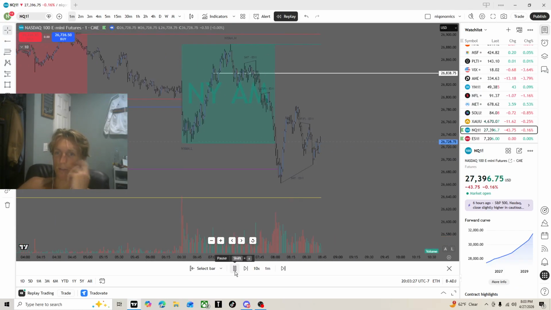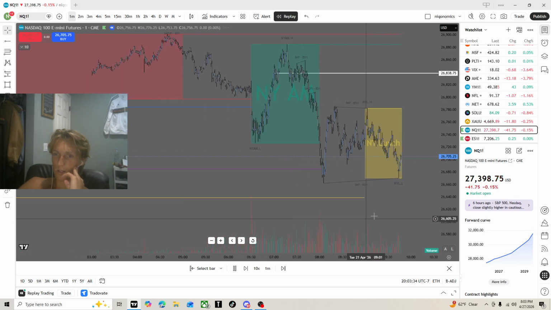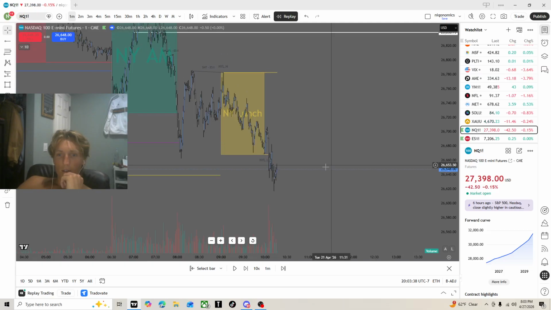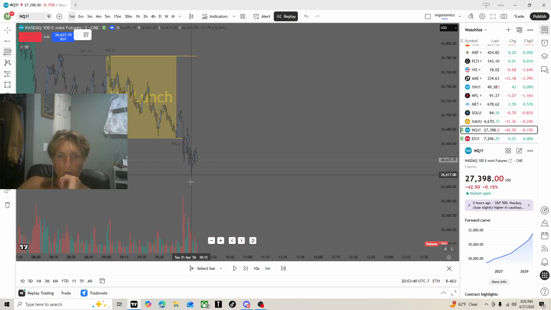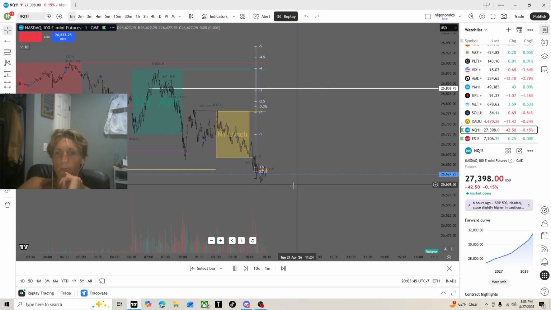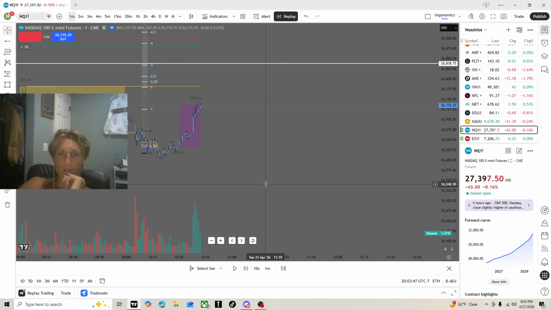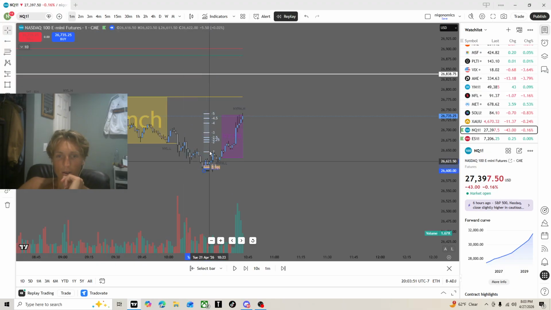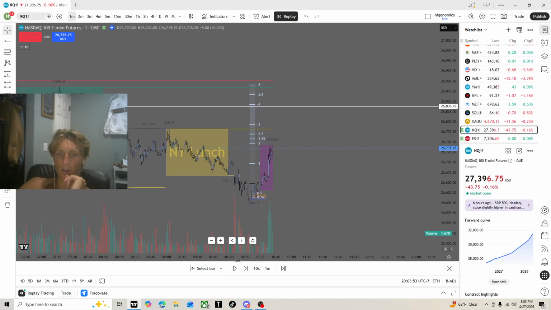You can also target rejection blocks as a draw on liquidity, the same way as targeting an imbalance. Okay, we end up resweeping these lows. See us trade up to there. Let's find a level. Okay, there you go, we have -4 right there.